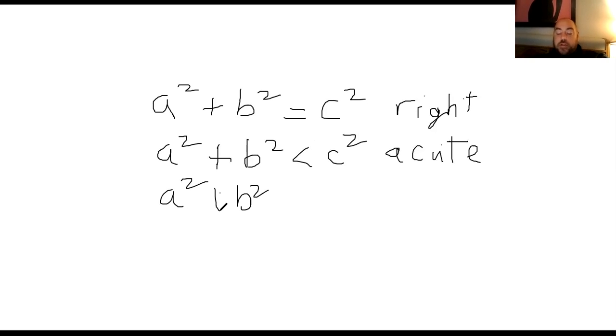And if a squared plus b squared is greater than c squared, then it is obtuse. You know what? I'm wrong. I got these backwards.